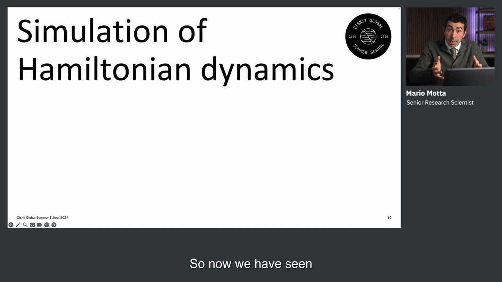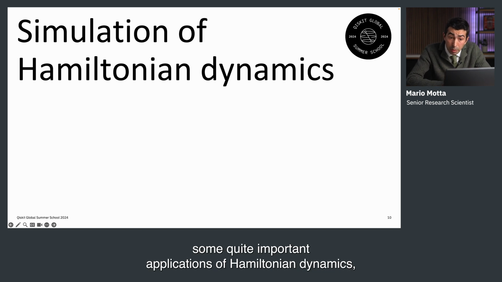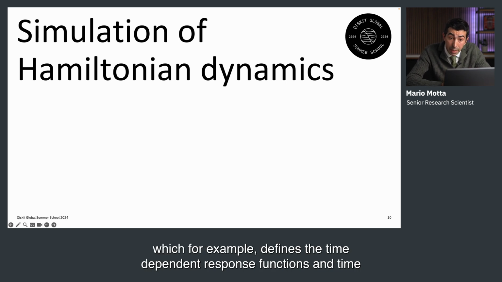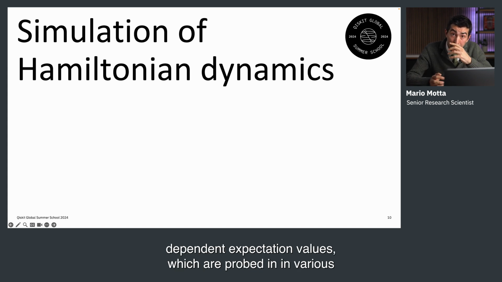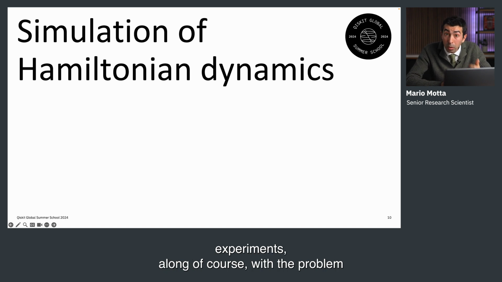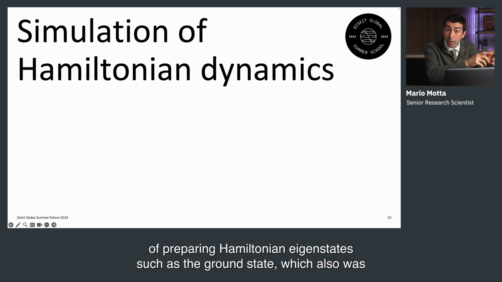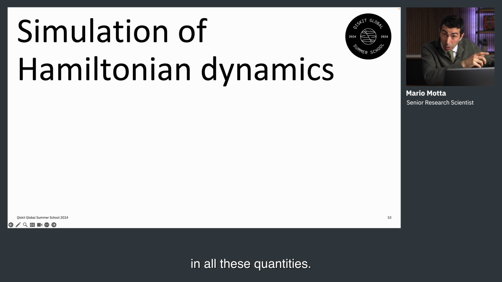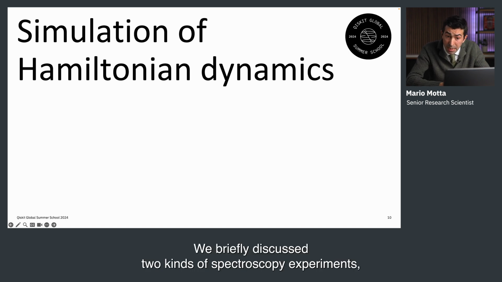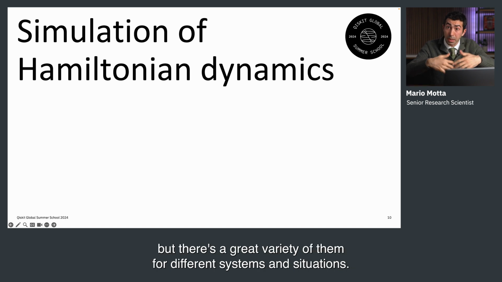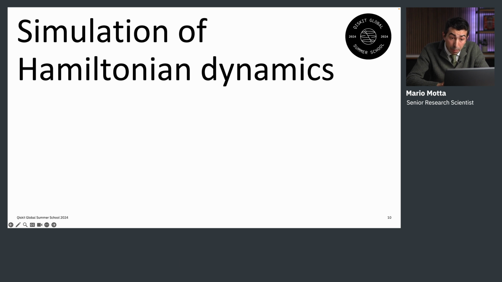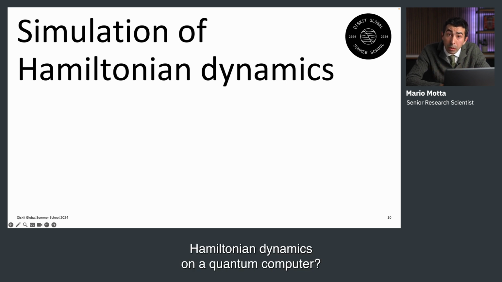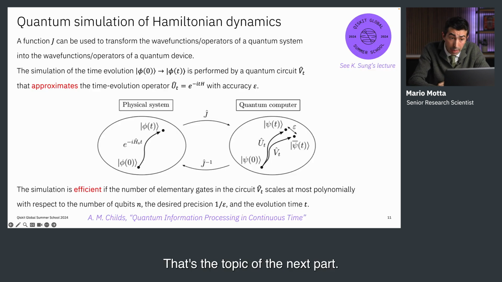So now we have seen some quite important applications of Hamiltonian dynamics, which, for example, defines the time-dependent response functions and time-dependent expectation values, which are probed in various experiments. Along, of course, with the problem of preparing Hamiltonian eigenstates, such as the ground state, which also was in all these quantities. We briefly discussed two kinds of spectroscopy experiments, but there's a great variety of them for different systems and situations. But how can we simulate Hamiltonian dynamics on a quantum computer? That's the topic of the next part.